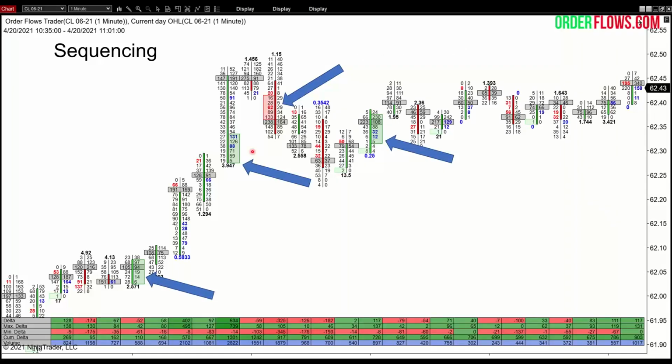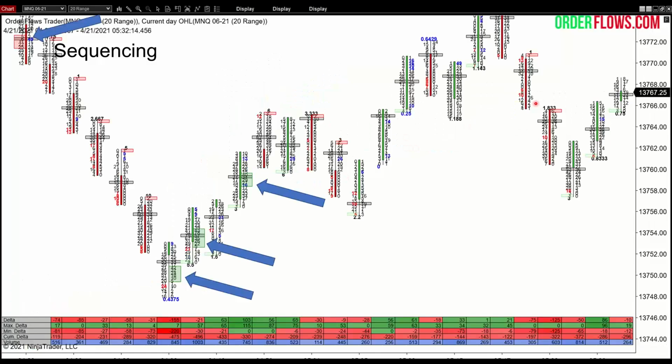This is crude oil: bullish sequencing as the market's going up, bearish sequencing, market starts going down, bullish sequencing, market starts going back up.